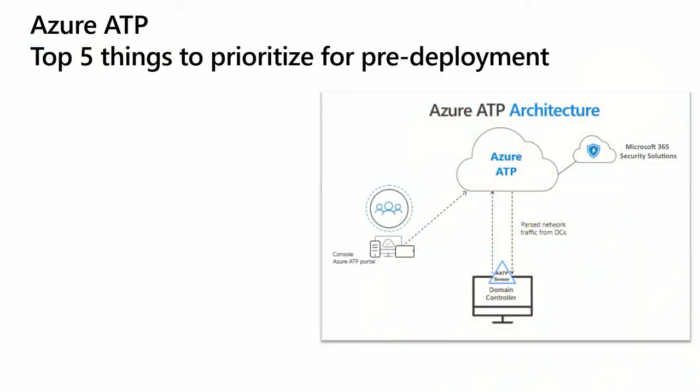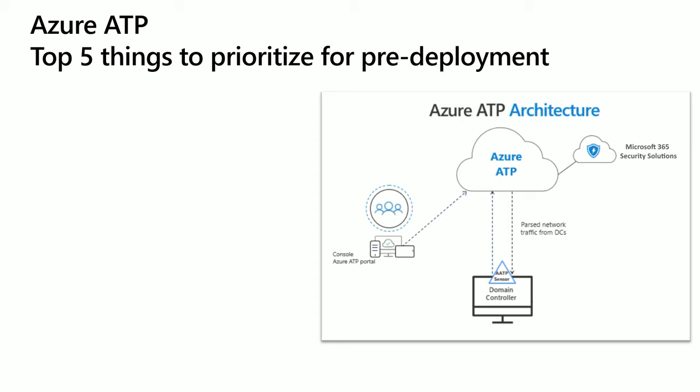So 5 things to prioritize for your pre-deployment of Azure ATP. So Azure ATP, we're moving back on-premise. So Office 365 and MCAS is primarily in the cloud, cloud services. So Azure ATP is a cloud service, but we actually are going to be looking at your domain controllers, the traffic to and from the domain controllers. And the goal of Azure ATP is to help you prevent attacks, also to detect attacks that are taking place on-premise in Active Directory, also to investigate and also to resolve incidents that are taking place.